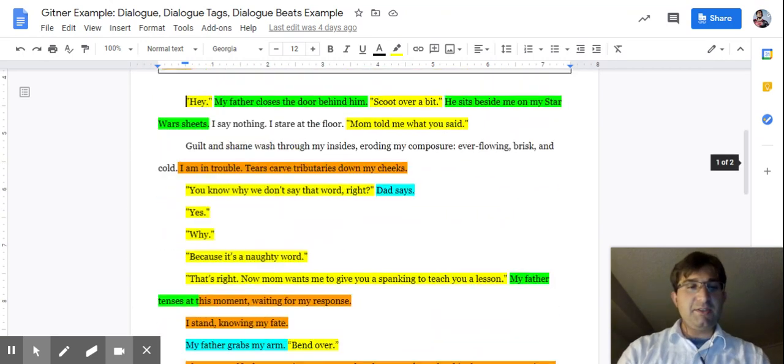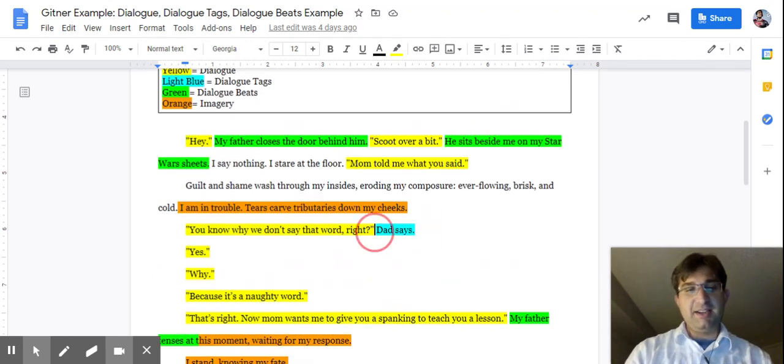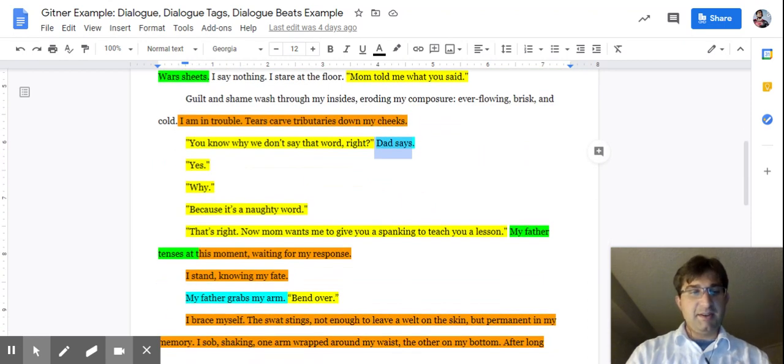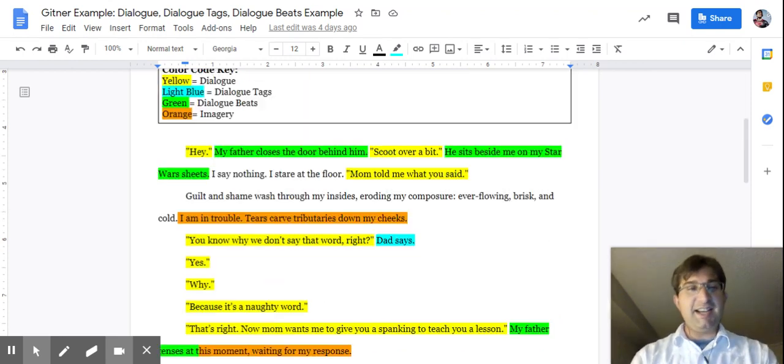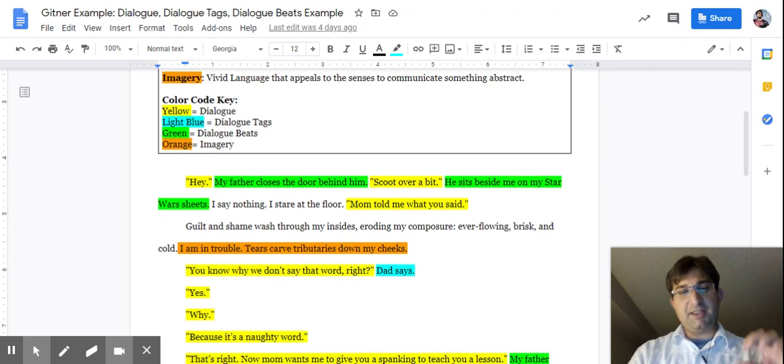Now, some things that you'll notice, right? Dialogue tags, where the author is telling us explicitly who's talking, are highlighted in blue, right? And that's always like "Dad says," "my father grabs my what?" Huh, what's interesting? That's not a dialogue tag, right? Because dialogue tags are where it's explicitly said, like this person says, right?